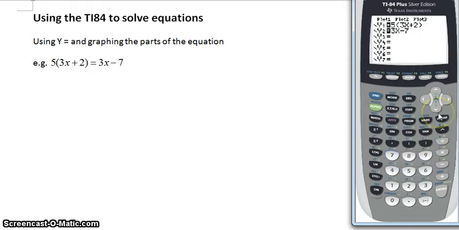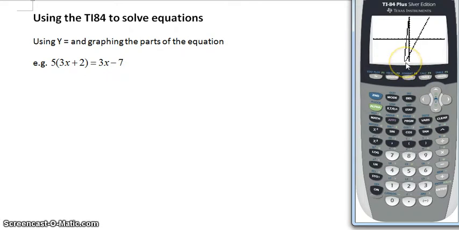Graphically, when two graphs cross each other, where they intersect, the left side and the right side will be equal. So the graph of the left side and the graph of the right side will be equal where they intersect. So all we now do is graph them, and hopefully they graph somewhere where we want them to.